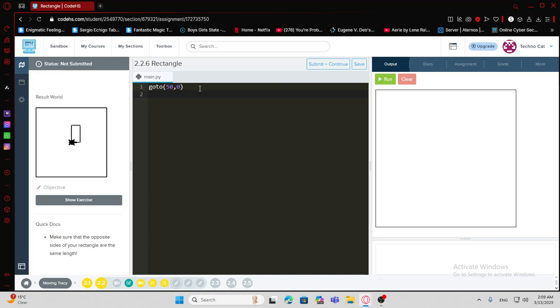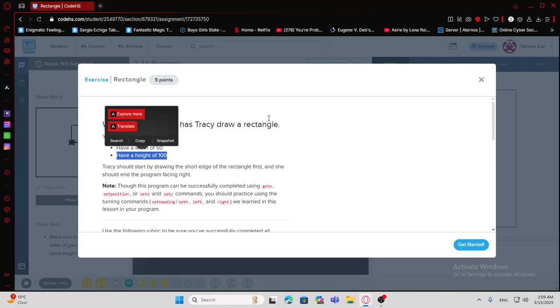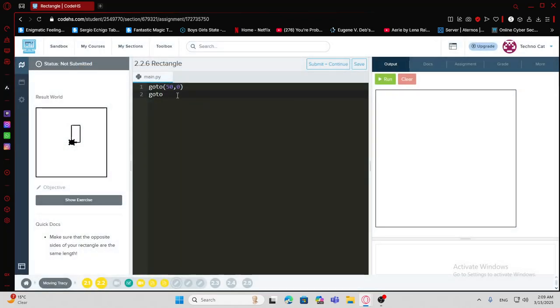Remember also, Tracy always starts with her pen down. So Tracy always starts moving. After we tell Tracy to move 50, we're then gonna tell her to go 100 up, because that was the other measurement. Height of 100. So the x is gonna stay the same in this case, but the y is gonna be 100, and that should give us half our rectangle exactly.